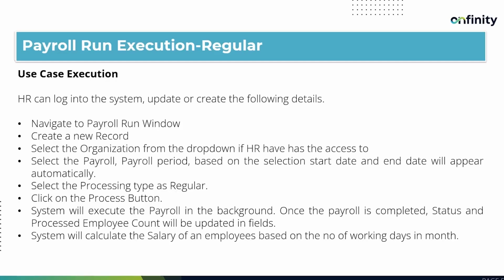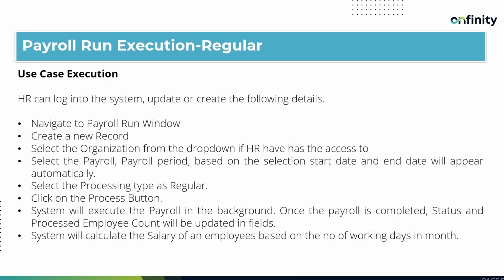Next, the user needs to select the payroll period, indicating for which month they are going to process the payroll. Based on the payroll period selected, the start date and the end date of that period will appear automatically. Then, the user needs to select the processing type as regular and click on the Process button. The system will then execute the payroll calculation in the background.